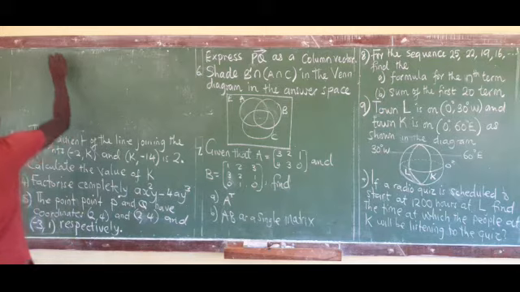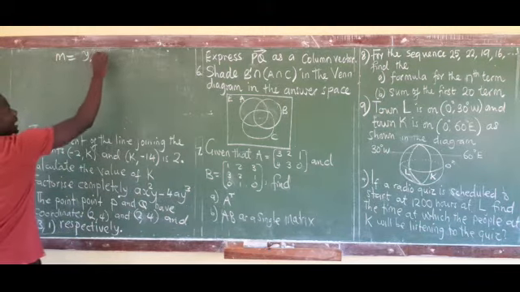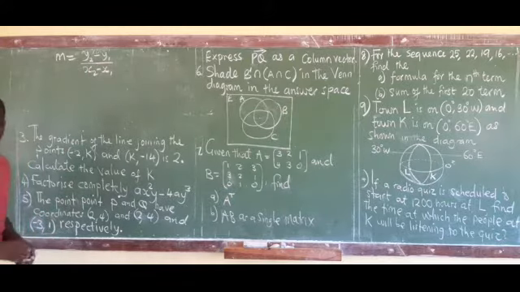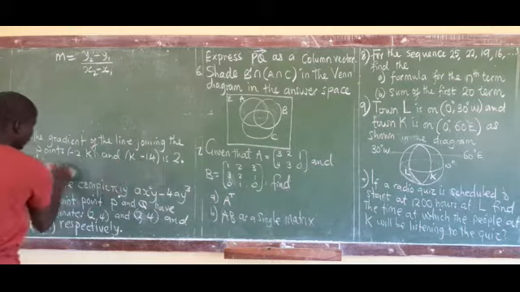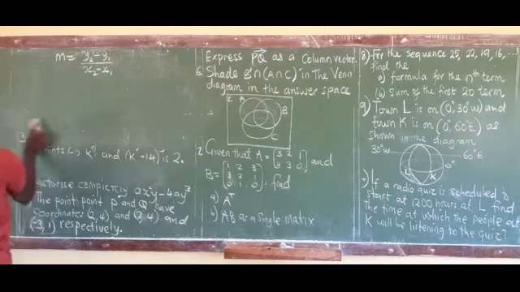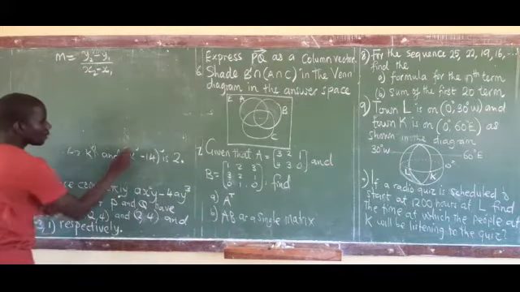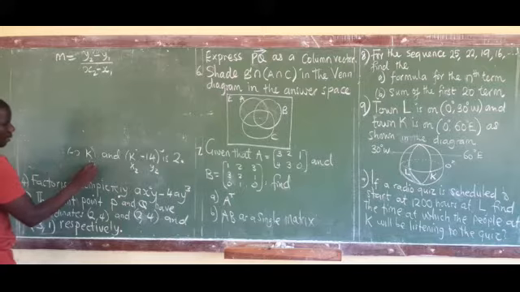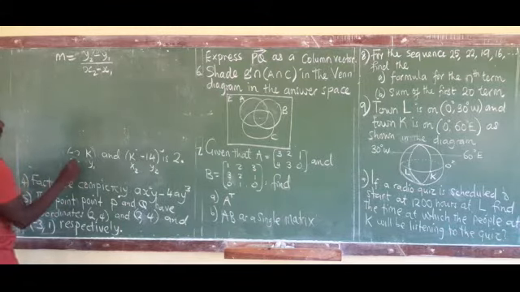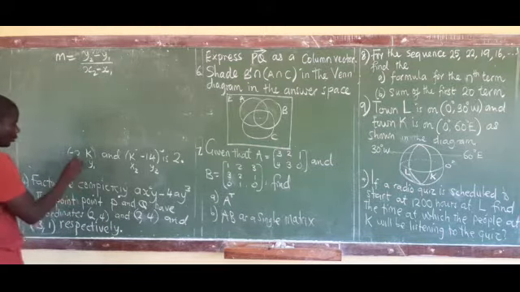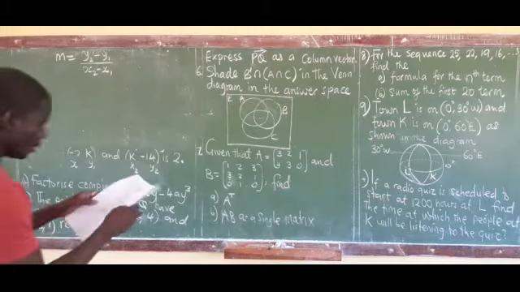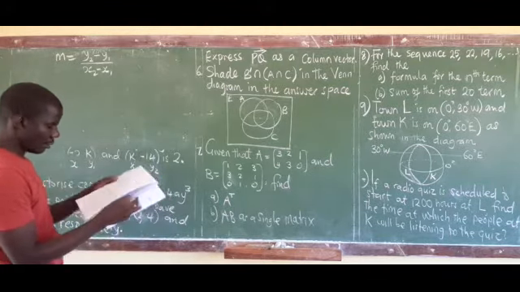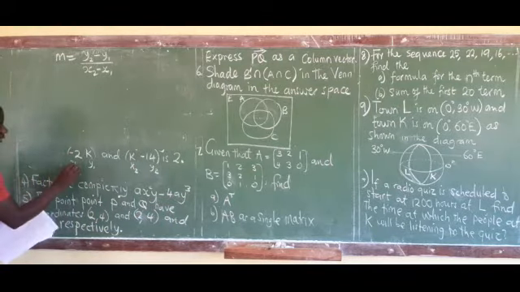Gradient is always denoted by the letter m. So we say m = (y2 - y1) over (x2 - x1). I'll bring you to these coordinates here. So we can call this one our y2, our x2. This one can be our y1, then this one can be our x1. What was here? Let me just confirm from the question paper. Was it 2 or 3? Okay, so this is 2 here. So this is our x1.